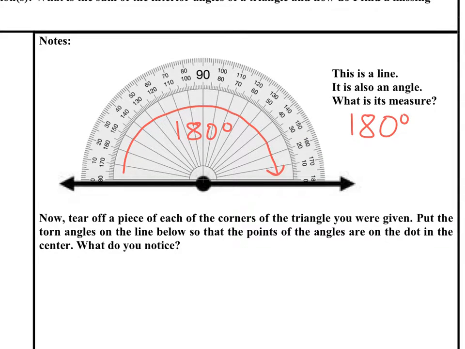Straight angle. Have you heard that before? No. If it's the first time hearing that, that's okay. This is called a straight angle because it's a straight line. And straight angles or lines have a measure of 180 degrees. Follow it around on the outside here.